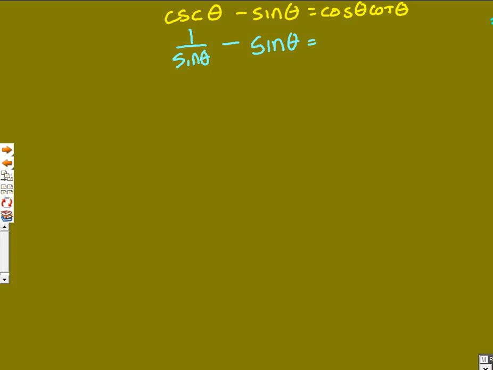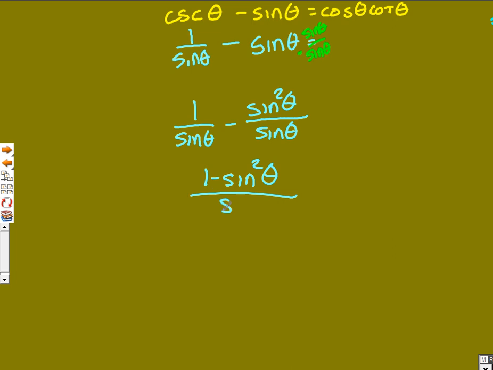So kind of like the last problem we just did, I have two fractions I need to combine into one. The way I'm going to do that is to make a common denominator. I already have sine on the bottom. I need to get sine on the bottom here as well. So I'll multiply by sine over sine. So I get 1 over sine theta here still. This now becomes sine squared theta over sine theta. Combine those two fractions into one now that they have the common denominator.